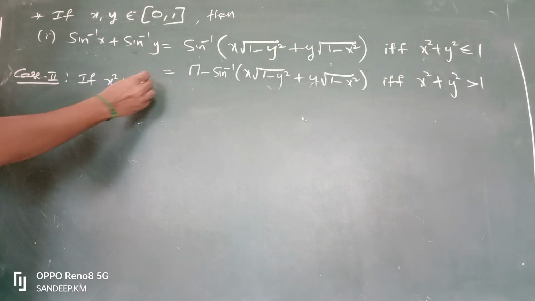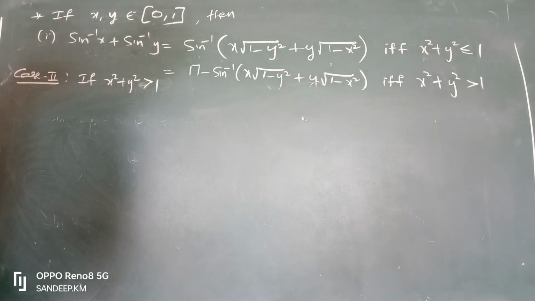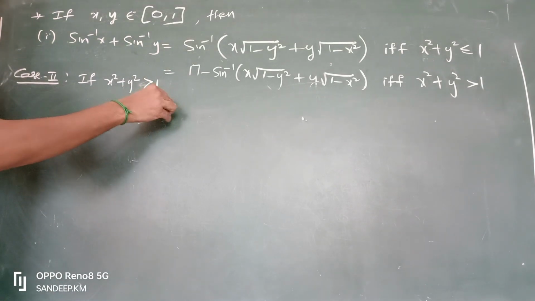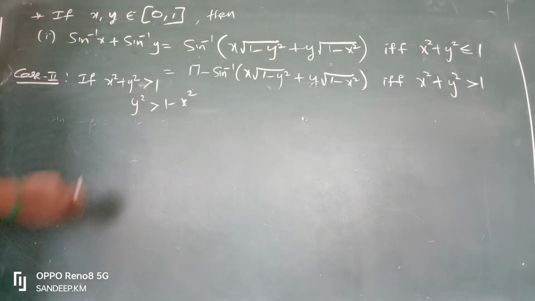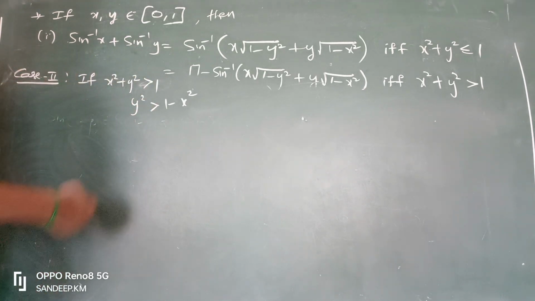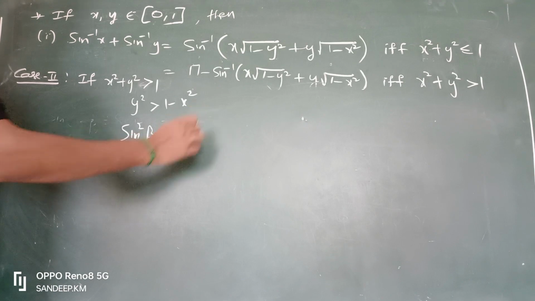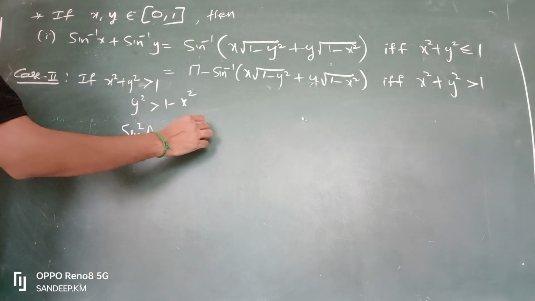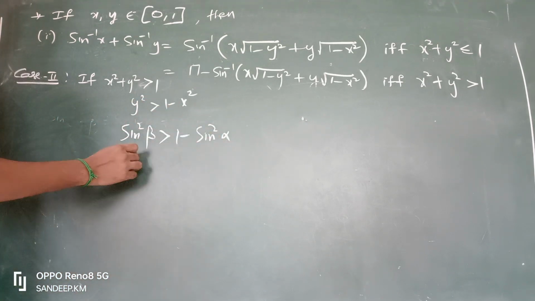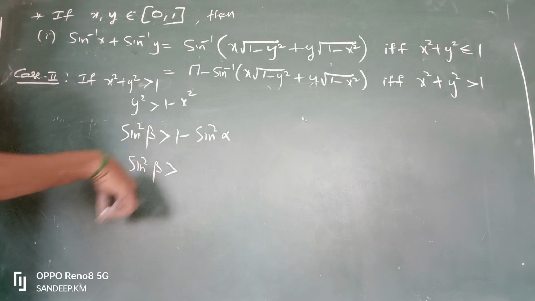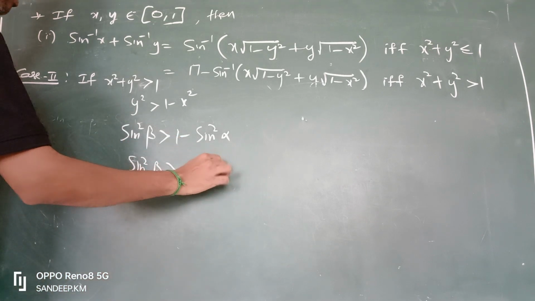Case 2 is when x square plus y square is greater than 1. In this case, y square is greater than 1 minus x square, and the same process as I have done before. Y is sin beta, so sin square beta is greater than 1 minus x square, where x is sin alpha, so sin square beta is greater than, this is cos square alpha.